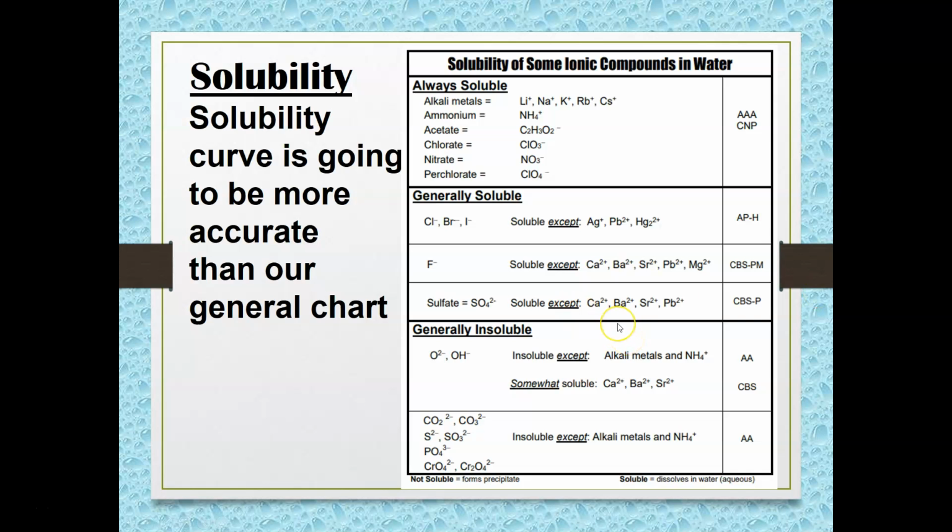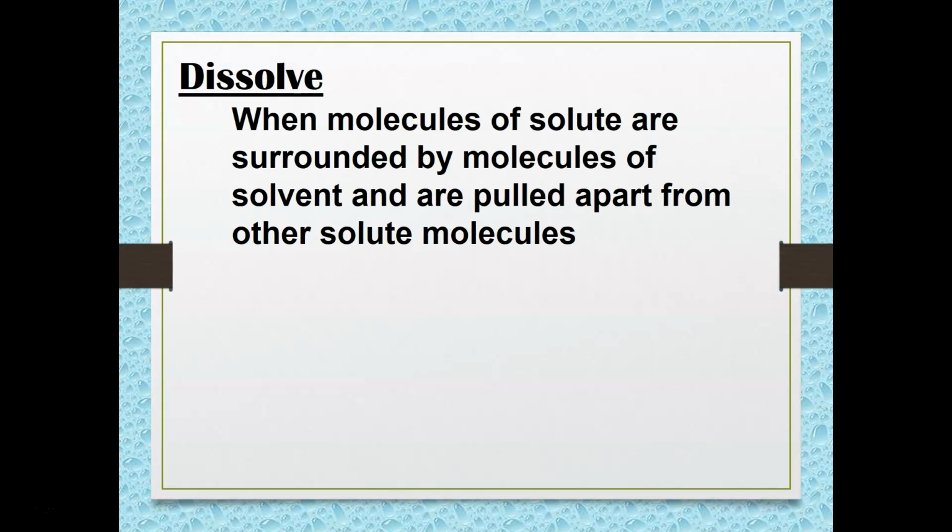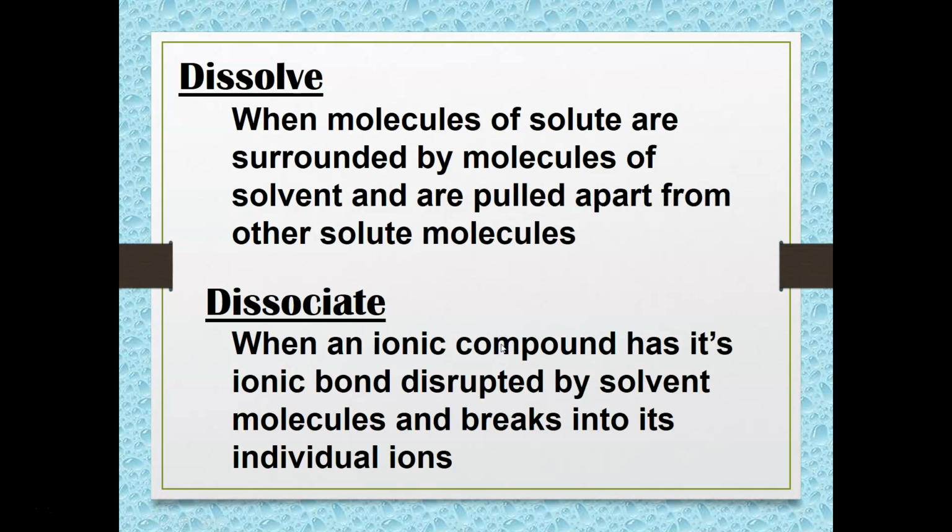One thing I do want to talk about real quick is the difference between dissolve and another word that's very similar that we should be better about distinguishing between. When something dissolves, the solute particles get surrounded by water and separated from each other, but it's not necessarily breaking apart into ions. Dissociation is when the ions have their ionic bond broken because the water gets in between and splits them apart, and then the ions are separated.